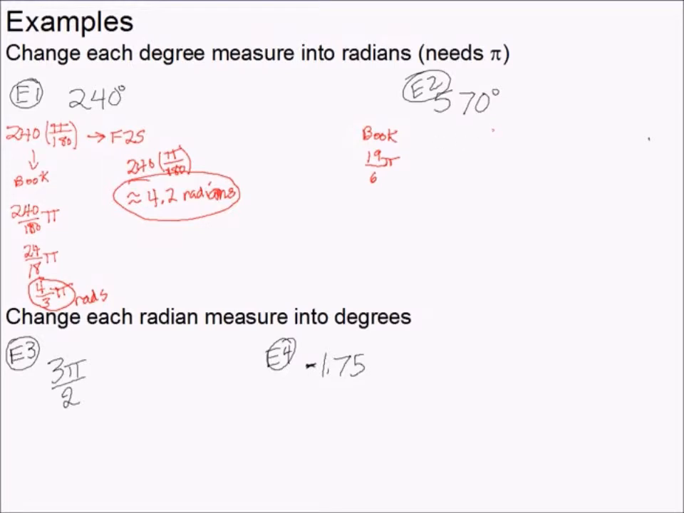If you do it my way, you would type in the calculator 570, and then you would do pi over 180. Type it in the calculator like this: 570 parentheses pi divided by 180 parentheses. And when you do that, you're going to get essentially 9.9 radians.